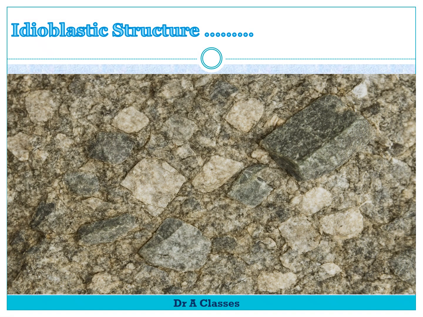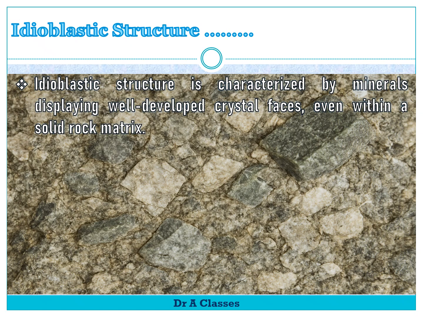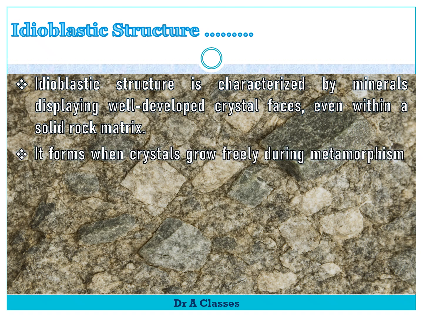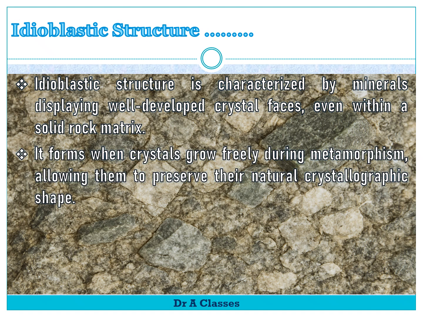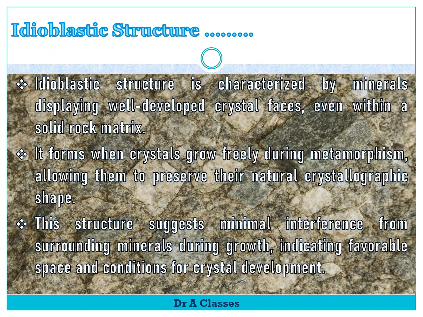Ideoblastic structure. The image shows a metamorphic rock with ideoblastic structure where mineral grains possess well-formed crystal faces, indicating growth without significant interference from neighboring minerals during recrystallization. Ideoblastic structure is characterized by minerals displaying well-developed crystal faces even within a solid rock matrix. It forms when crystals grow freely during metamorphism, allowing them to preserve their natural crystallographic shape. This structure suggests minimal interference from surrounding minerals during growth, indicating favorable space conditions for crystal development.